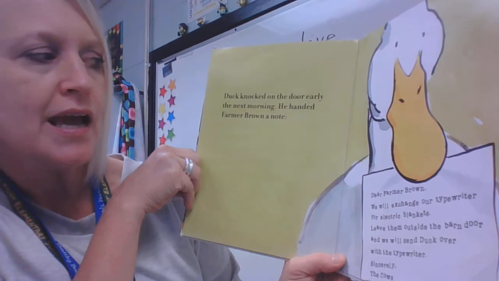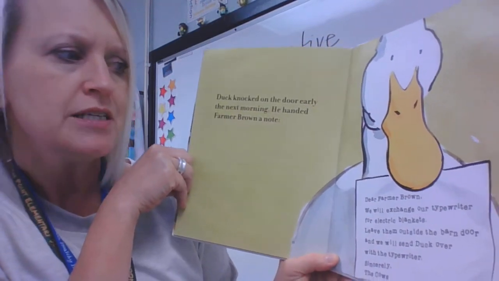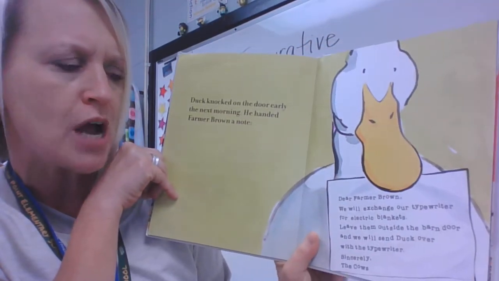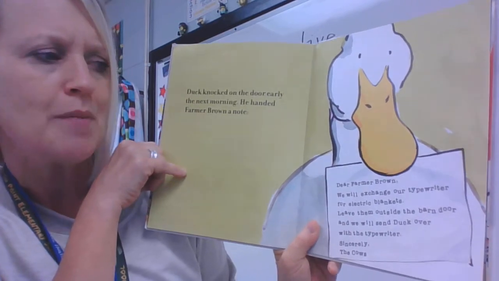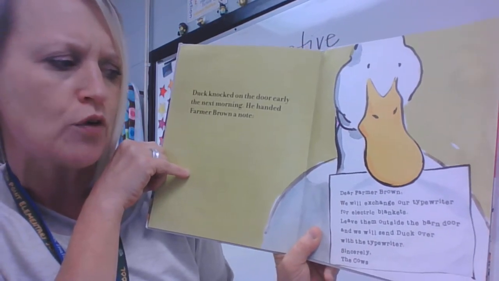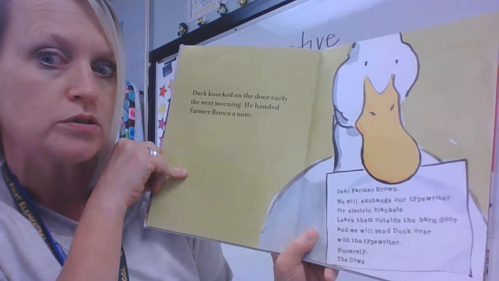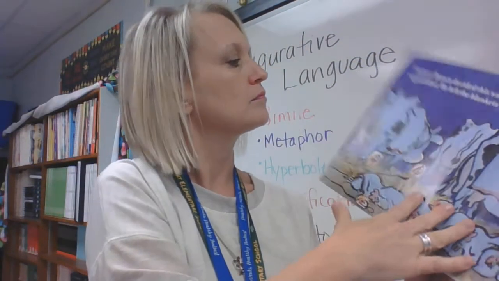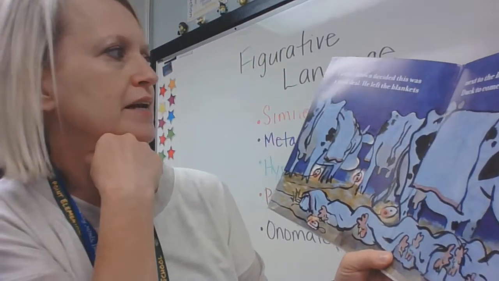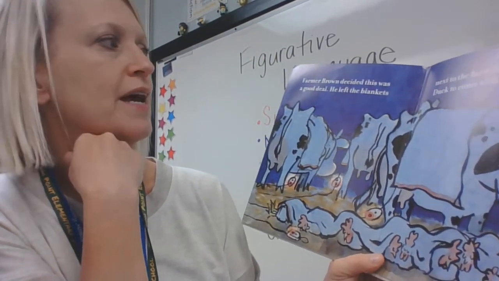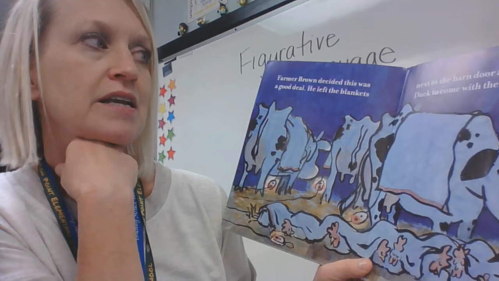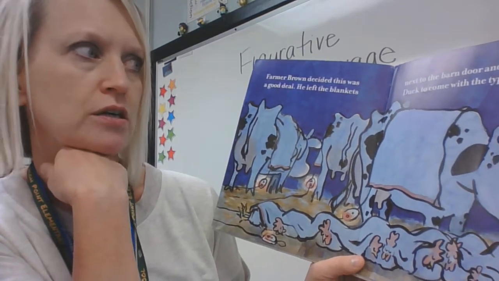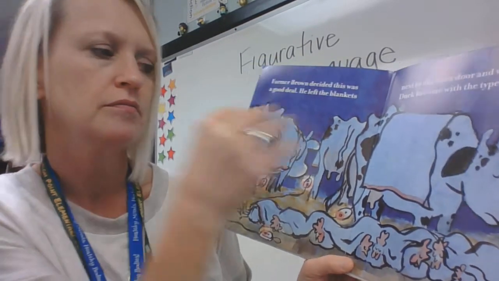Duck knocked on the door early the next morning. He handed Farmer Brown a note. Dear Farmer Brown, we will exchange our typewriter for electric blankets. Leave them outside the barn door and we will send Duck over with the typewriter. Sincerely, the cows. You think that's going to work? Farmer Brown decided this was a good deal. He left the blankets next to the barn door and waited for Duck to come out with the typewriter.